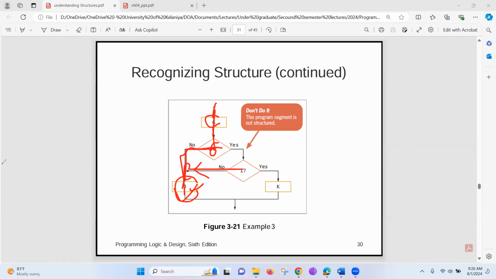Yes. This is not the structured format. Why? Because our basic rule has been violated.